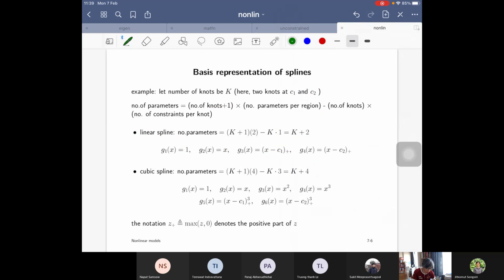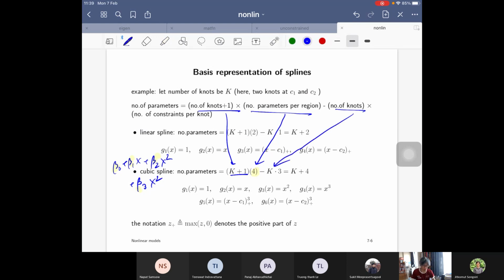Next, for the cubic spline, the polynomial is third order, with the same number of regions, k plus 1. Number of parameters per region: for cubic, there are 4 parameters. And then subtract the total number of constraints. You have k knots, and the number of constraints per knot, what is it?